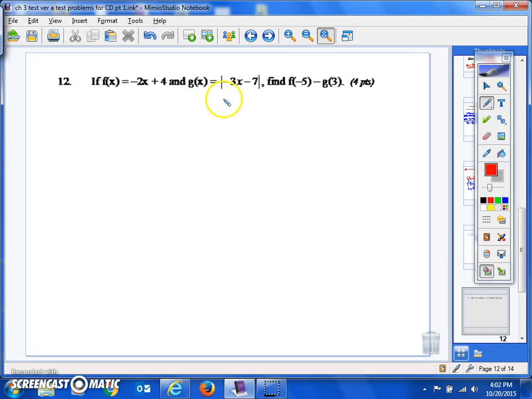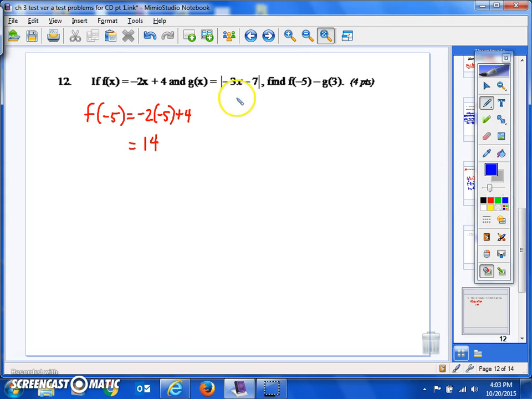Okay, number 12, we have two functions, and we're supposed to evaluate each function using certain numbers, and when we're done with that, we subtract those results. So let's find out what f of negative 5 is. That means in this f function, I'm going to replace x with negative 5 and see what comes out. In other words, if you let negative 5 be an input in this f function, what's the output? So negative 2 times negative 5 is 10, and 10 plus 4 is 14.